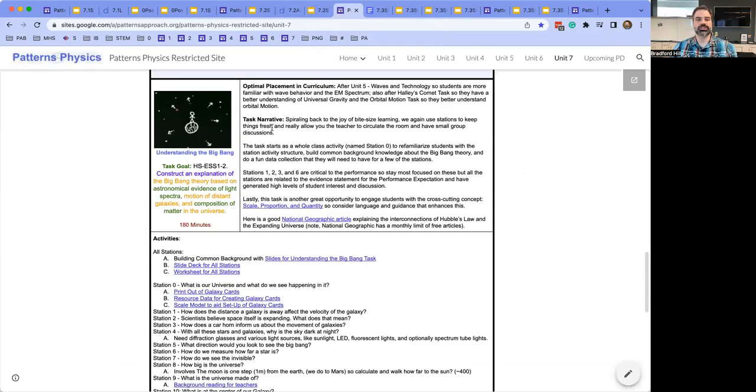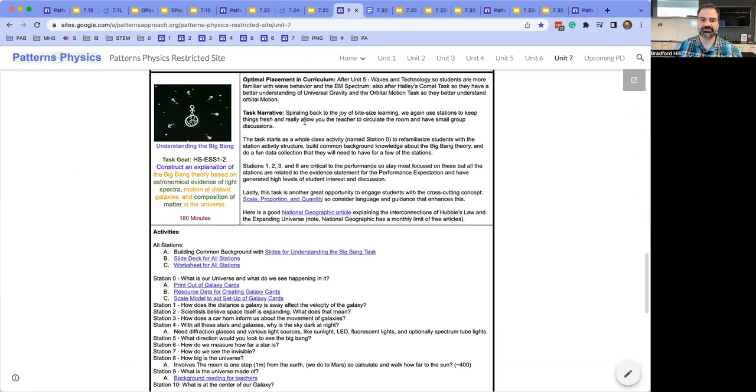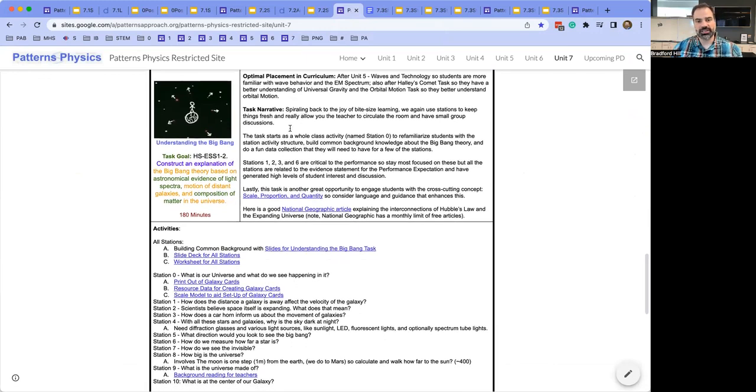All right, to keep moving though, we have the evidence for the Big Bang. And the optimal placement here is after Unit 5, when they've dealt with the electromagnetic spectrum. Again, that's optimal placement. It is flexible enough. It's a little richer after Unit 5, but certainly it is flexible.